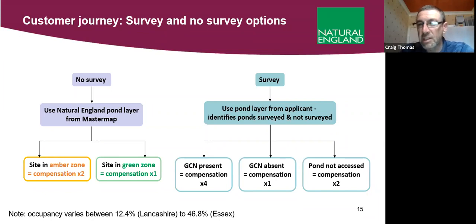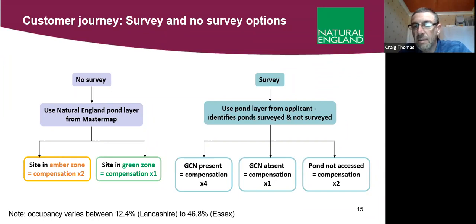However, where survey information is available, and if it is available, we do require it. We do ask for it to be presented to us. For every occupied pond, we require 4 compensation ponds. For ponds with an absence of GCM, we require 1. And for ponds not accessed, we require 2. When I say not accessed, that might be health and safety reasons within the red line boundary, or more particularly, we look at neighbouring ponds, as I said earlier, and landowners may not give them permission. So 2 ponds for those.